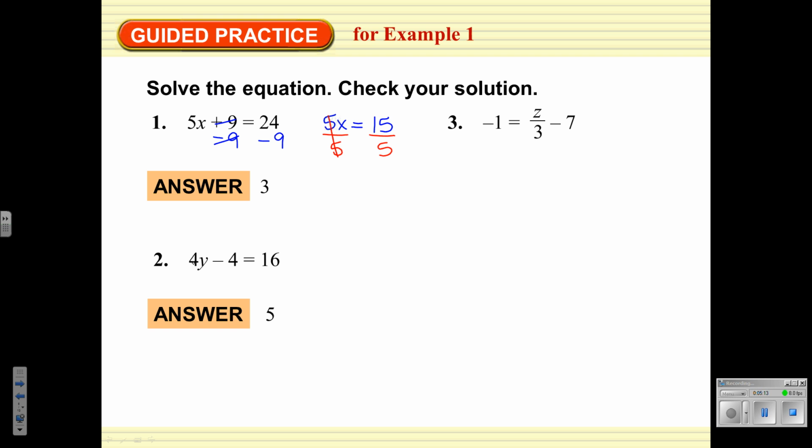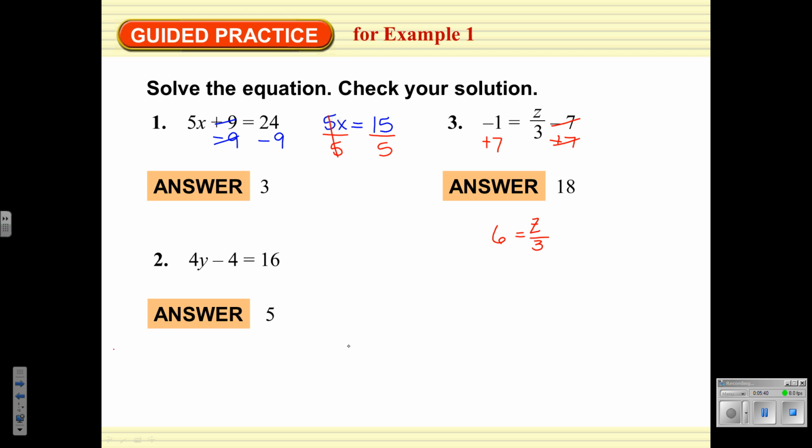And if you don't understand that and you need me to work those out, I will work those out in class. And then number 3, on this side, we're going to add 7 to both sides. And we get 6 on the left. Our negative 7 and positive 7 add to 0. And we get z divided by 3. So when we multiply both sides by 3, we get z equal to 18.